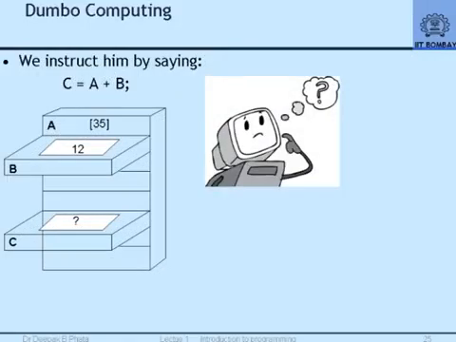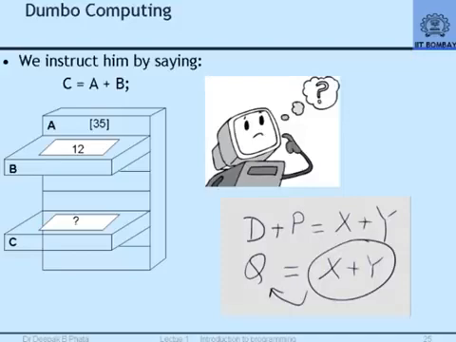We instruct Mr. Dumbo by saying C = A + B. So what does C = A + B mean? I have written an explanation here on the right hand side, because you are all familiar with algebraic equations. You would write, for example, D + P = X + Y. This means that these symbols must have values such that D and P together must be equal to X and Y. That is an equation.